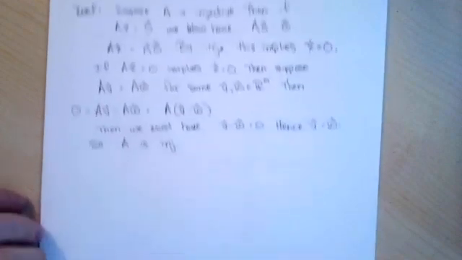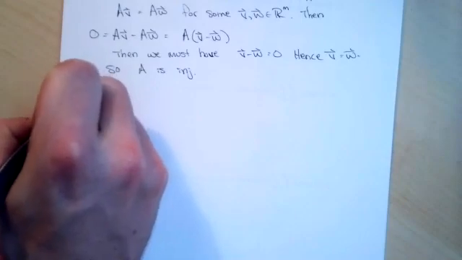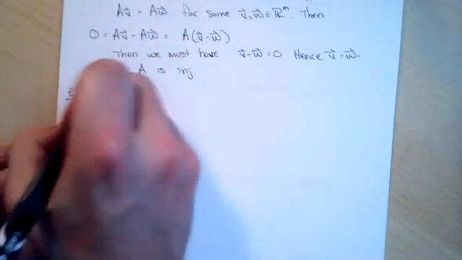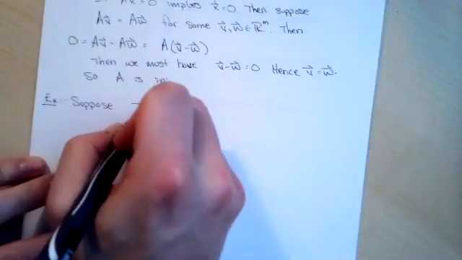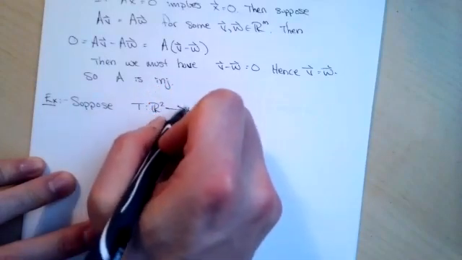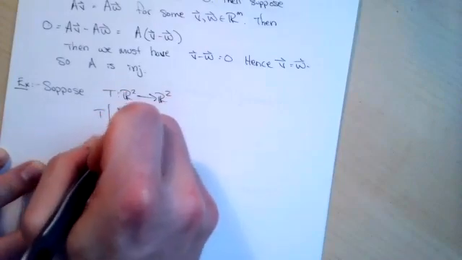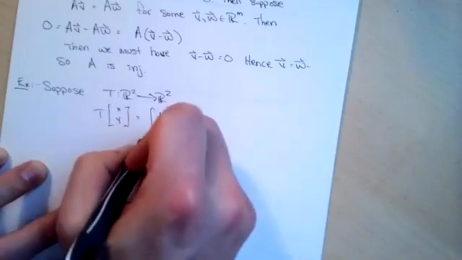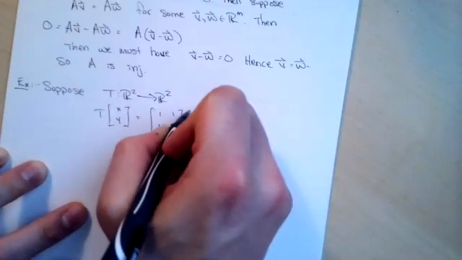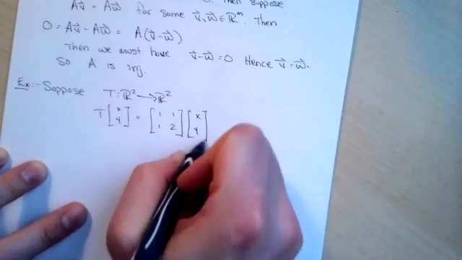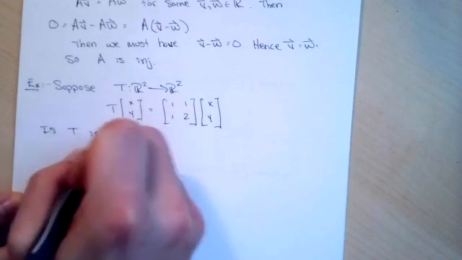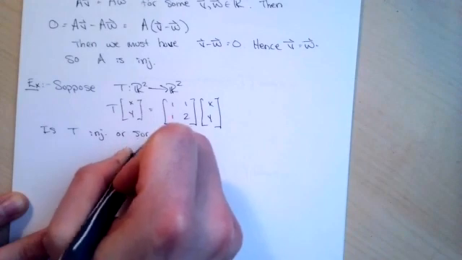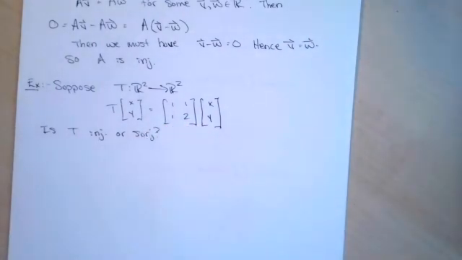Let's do one example. So suppose we have a transformation just from R2 to R2 where T of xy is given by a matrix, and then the question, of course, is: is T injective or surjective or both or neither?